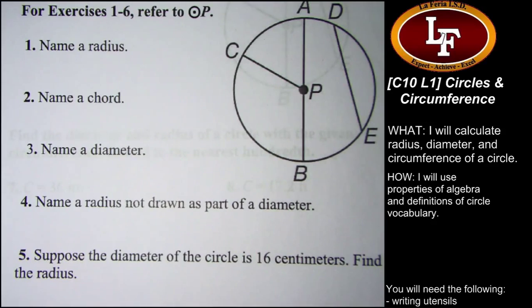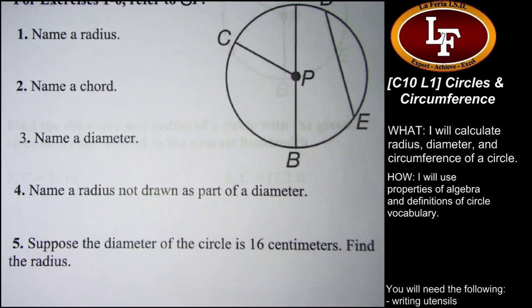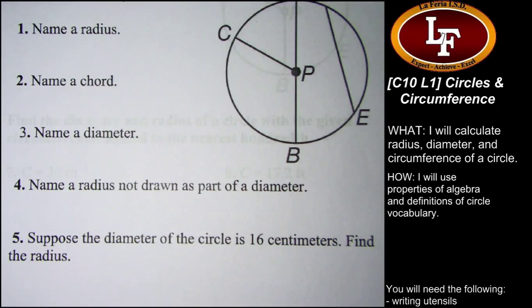All right, number 5 asks you to suppose, that means pretend, that the diameter of this circle is 16 centimeters. It wants you then to calculate the radius. You'll go through the video that is labeled radius and diameter for a walkthrough on which formula you would use and how you would set that up. I'll put a link on screen right now directing you to that video if you need help using that formula.